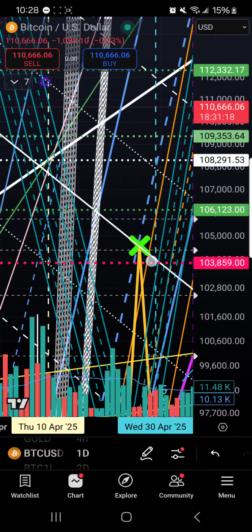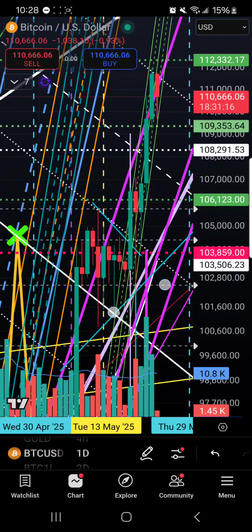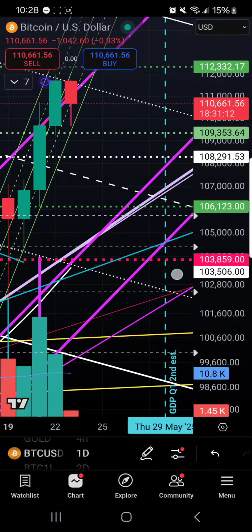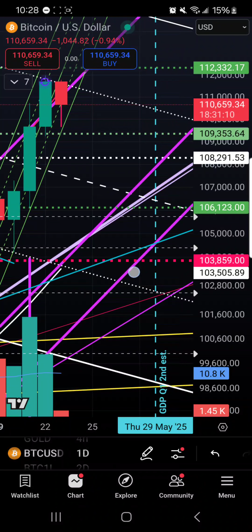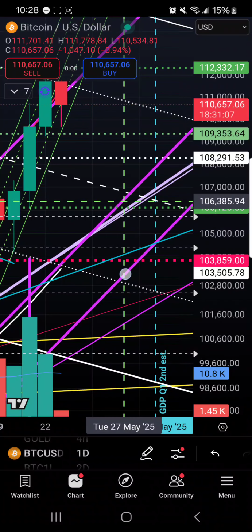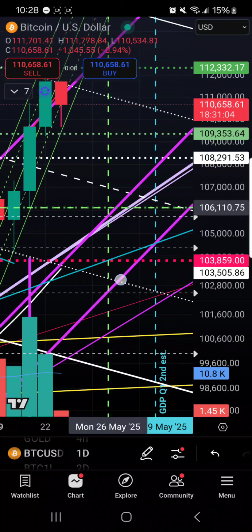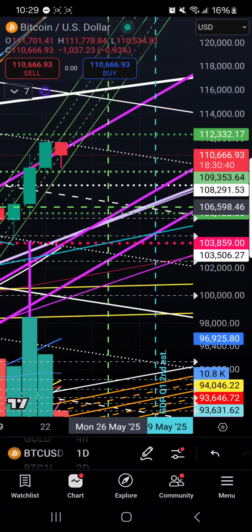So if we did get this pullback starting now, possibly heading into the weekend, back down to this fuchsia colored line, what day is that? That would be Monday. So potentially I think maybe we will pull back down to here over the weekend, back down to our first daily high, and see if that holds as support. And if it fails, then of course we're going down. Otherwise, it wouldn't fail.